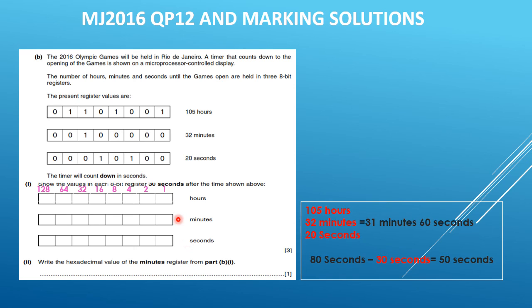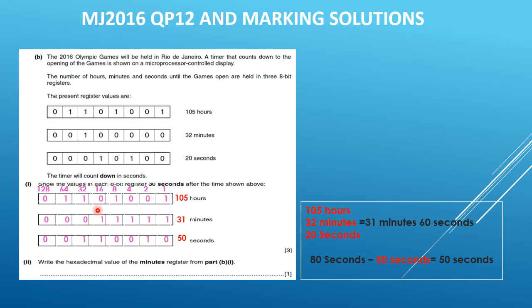Now we need to write the binary values of these in the 8-bit registers. So the value of hours will remain the same, that is 105. The value of minutes, which was 32 initially, has now changed to 31. So its binary conversion will also change. And the value of seconds, which was 20, is now 50. Its binary conversion will be written in this 8-bit register. This is how this question will be solved.